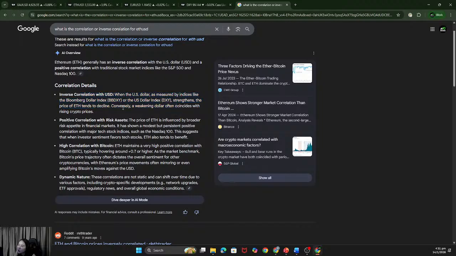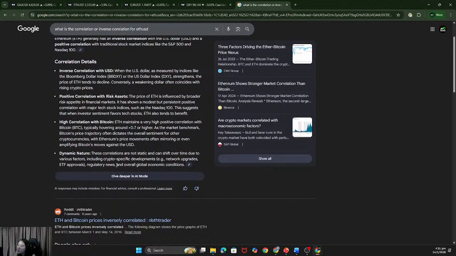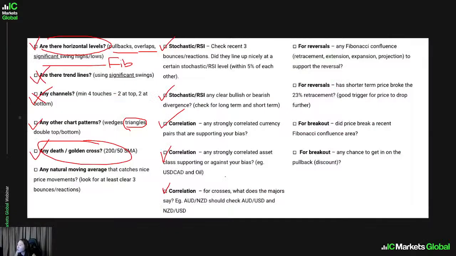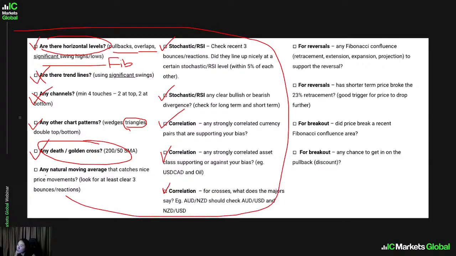US dollar, yeah, obviously. And Bitcoin. I know it's going to be correlated to Bitcoin. There's no correlation that I can really use other than Bitcoin. So everything that we used here, we already tried and it didn't give us more information.